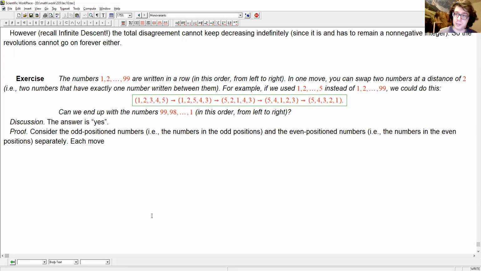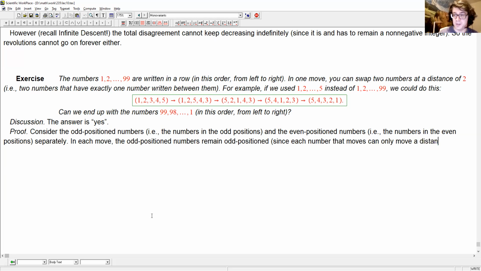In each move, the odd position numbers remain odd positioned, because each number that moves can only move a distance of 2, and that preserves the parity of its position. And the even positioned numbers remain even positioned.